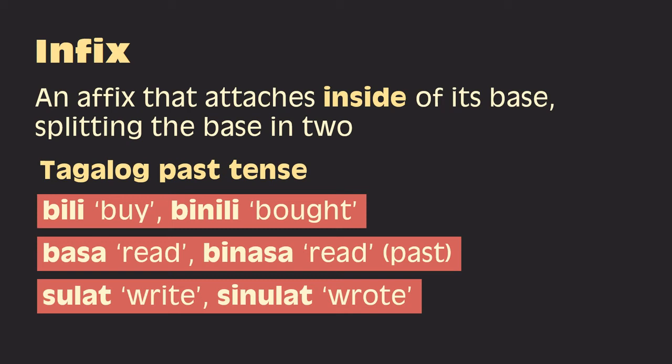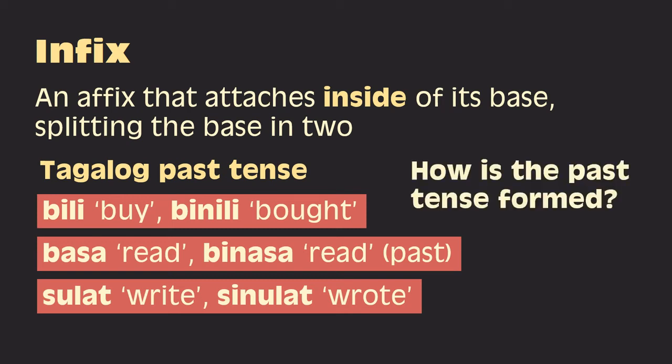So, how is the past tense formed in Tagalog? What do you do to a verb to make it past? Well, you add the morpheme in, and you add it not to the left of the verb like a prefix, or to the right of the verb like a suffix, but rather to the inside of the verb. This is an example of an infix, an affix that is added to the middle of its base, splitting the base into two parts.